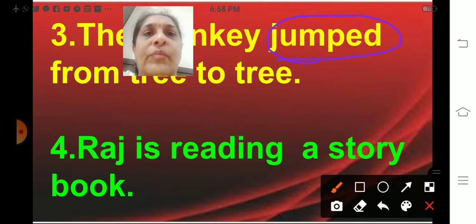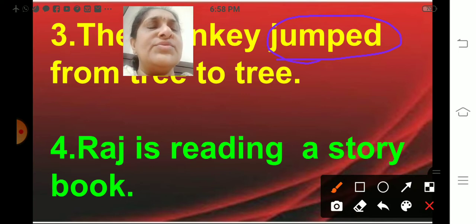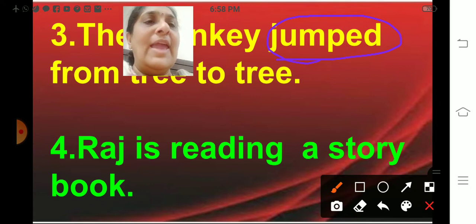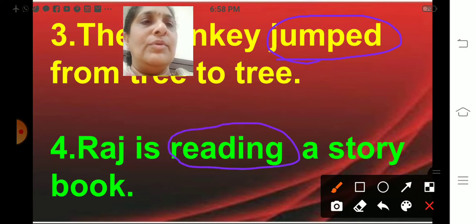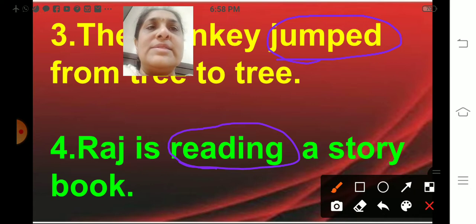Now, fourth one. Raj is reading a storybook. Which is the action word here? Yes, reading. Very good. Reading is the verb in the sentence.